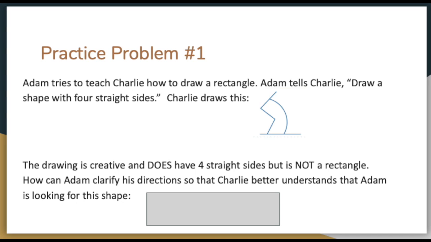So Adam tells Charlie, draw a shape with 4 straight sides, and he expects that he's going to get a rectangle out of it. He doesn't, however. He gets this kind of Mr. Pac-Man sort of looking thing, and it is creative. There are indeed 4 straight sides. So, I mean, Charlie did follow the directions. However, Adam wants to get a rectangle like that shown below in the gray. So what could he say differently in order for Charlie to better understand him?